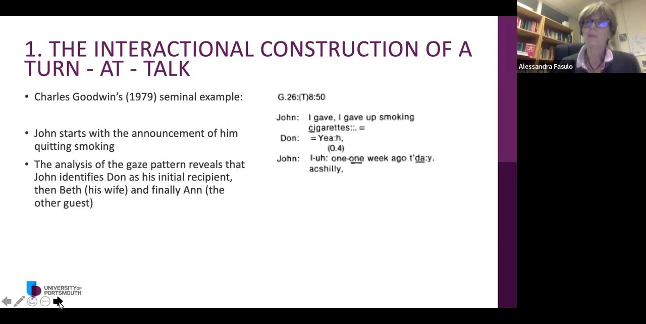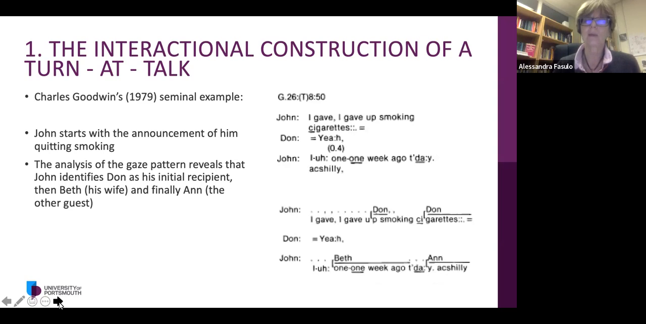It's the analysis of gaze patterns that reveals what is going on here. We know that John identifies initially Don as his initial recipient, then Beth, and finally Anne. So Goodwin came up with this type of transcription in which the dots are the change in gaze, and when there is a bracket, that's where the speaker is looking. In this case, we see John looking at Don twice, and Don just saying "yeah" at the end of that announcement, and then John moving his gaze to Beth, his own wife, and then to Anne eventually.